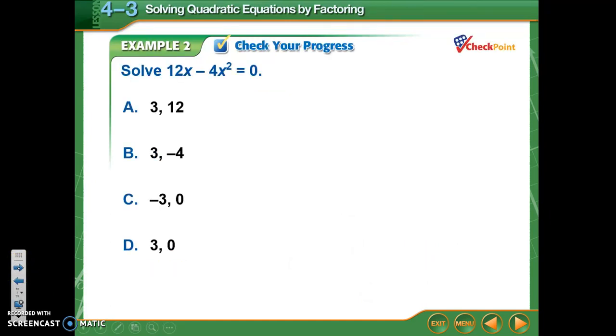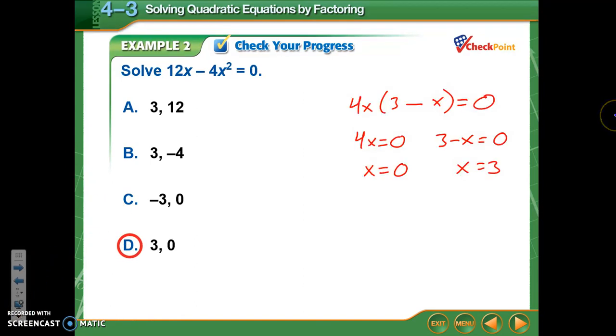All right, you guys try this one, factoring with the GCF. All right, your answer here is D. So those would be my 2 x-intercepts. Remember, those represent the points (3, 0) and (0, 0). And here's the work if you need to look at that.